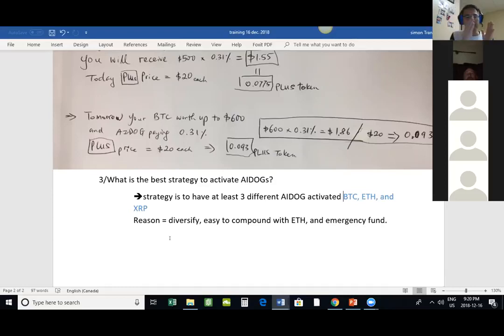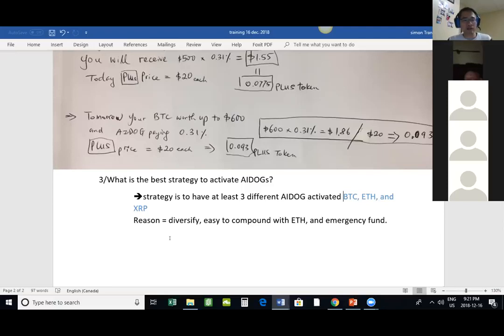So that's why if you have multiple AI docs, for me at least 3 of them, then you will be more flexible if you need some money in an emergency. So you can cancel out one of the AI docs. The good thing about Plustoken is you can withdraw your principal, you see? So that's the beauty of this program. Anytime, if you really need the money, you can turn off one of the AI docs, withdraw your cryptocurrency, sell it, and you have the money to use for an emergency.